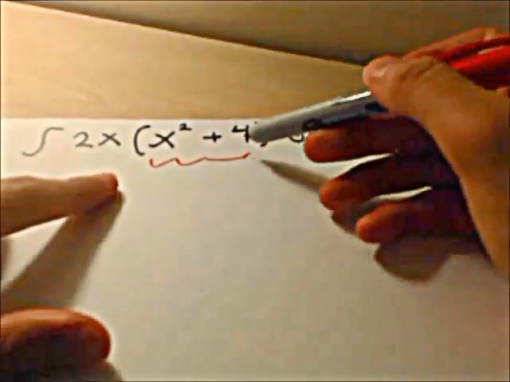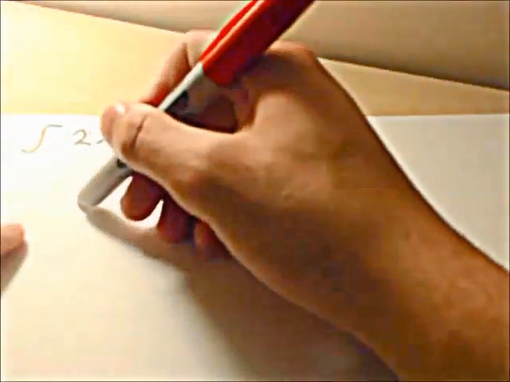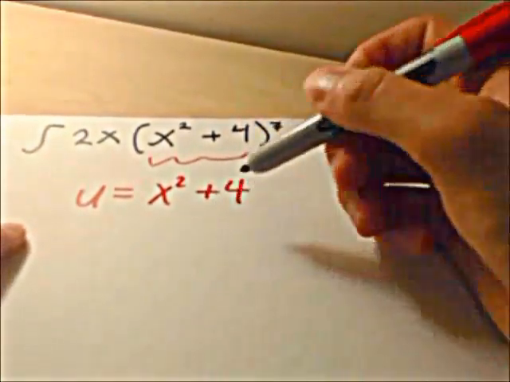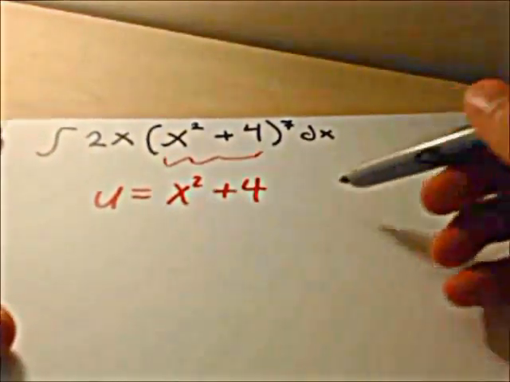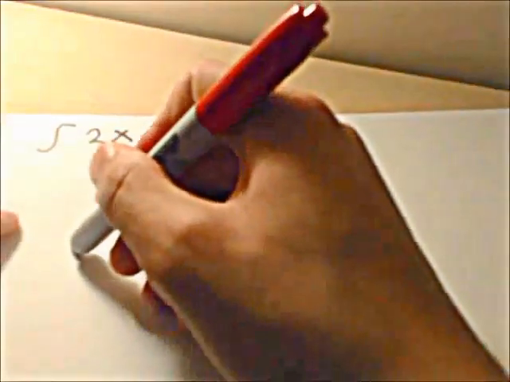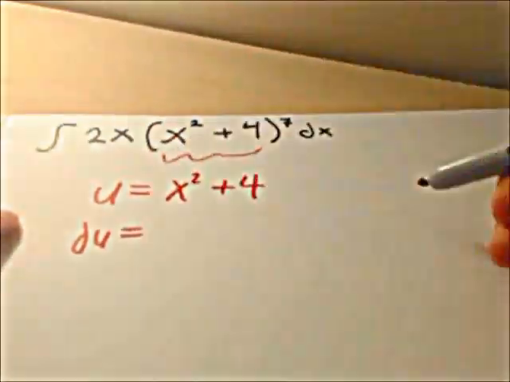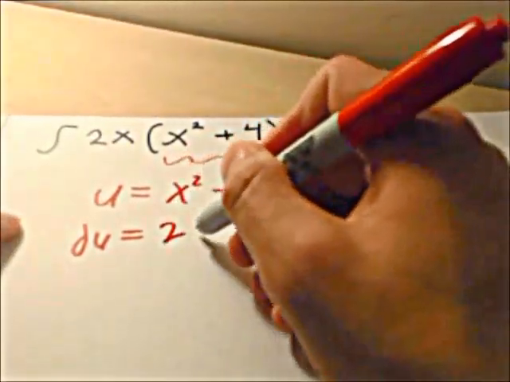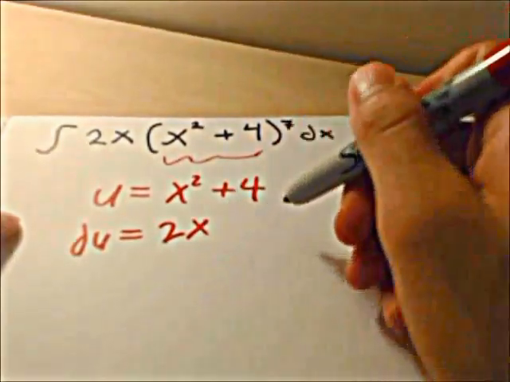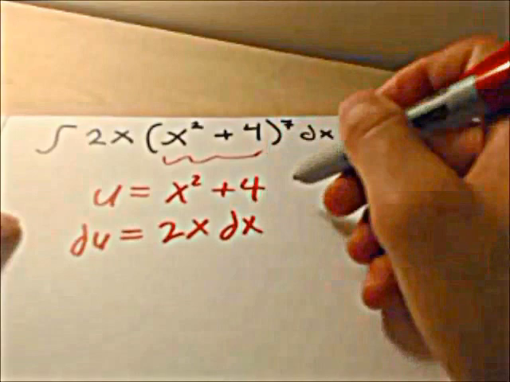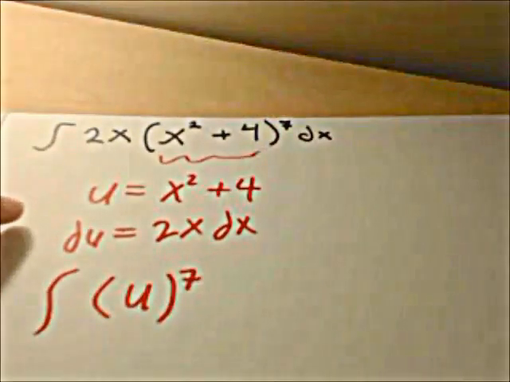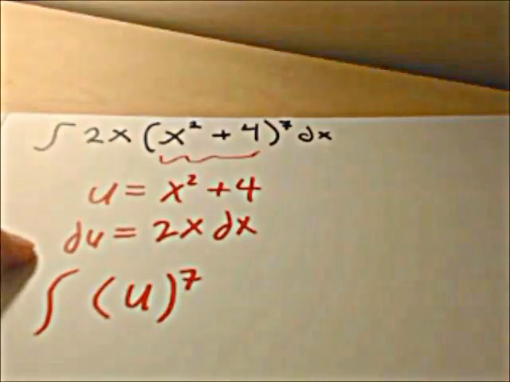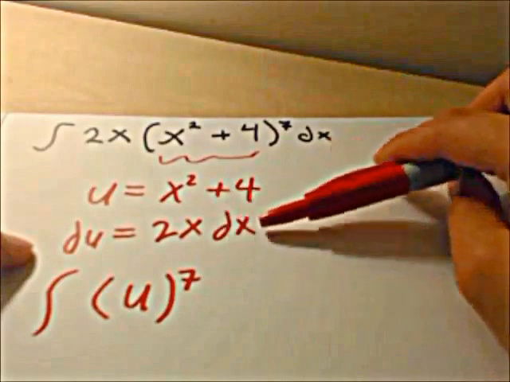So I'll call the stuff on the inside, x squared plus 4, u, just temporarily. Now I'll take the derivative of u, so obviously I'm going to have to take the derivative of the other side as well. The derivative of x squared plus 4 is 2x dx, right? Notice that what we're doing in this step is just calculating a differential. So du equals 2x dx.